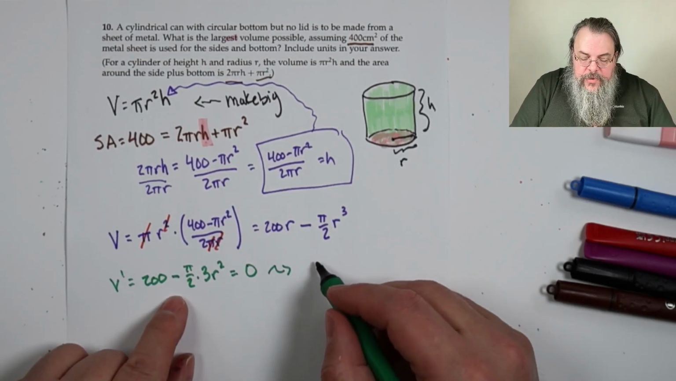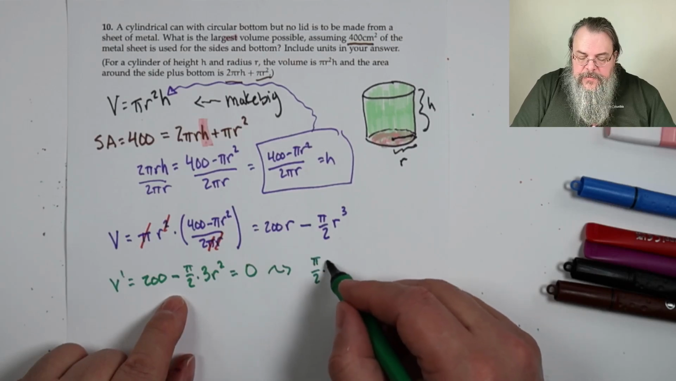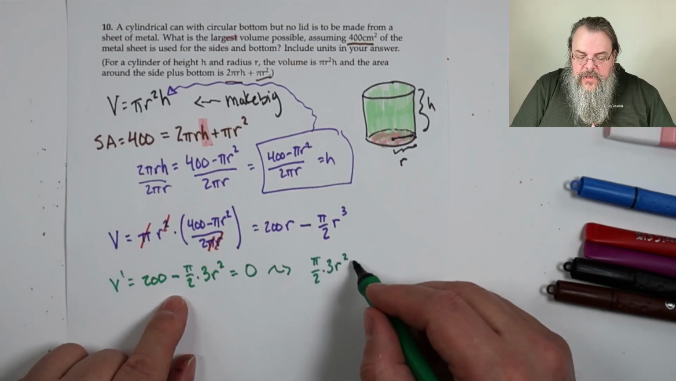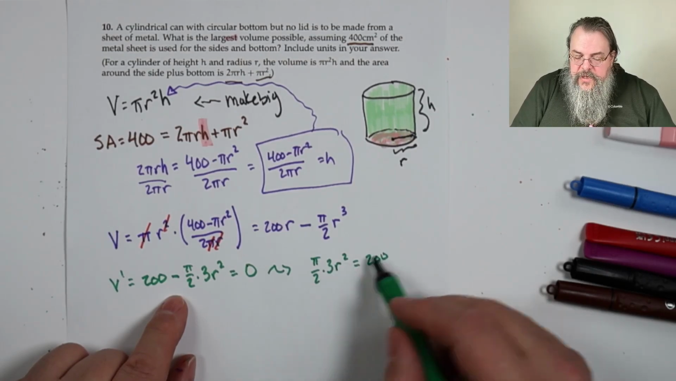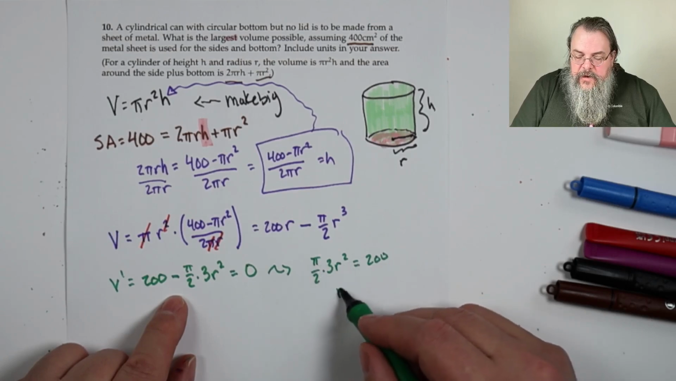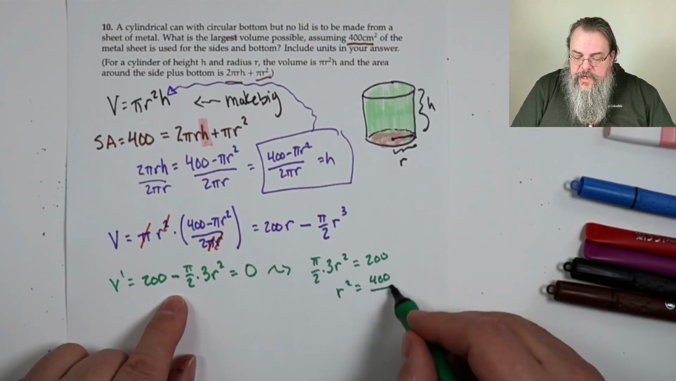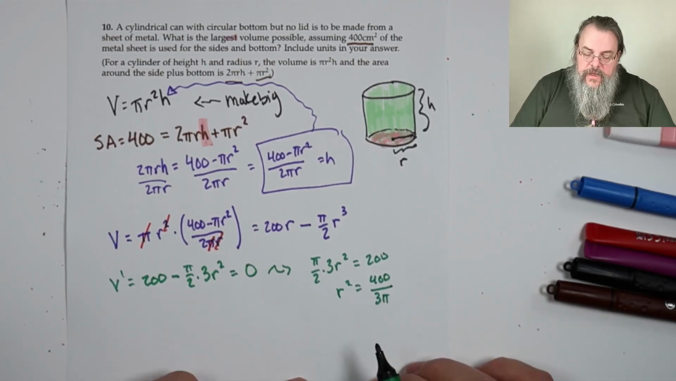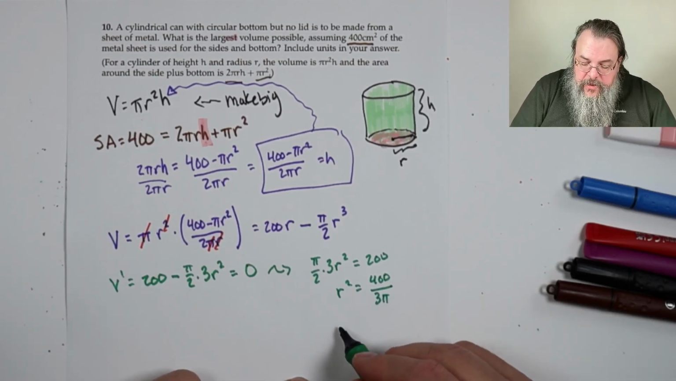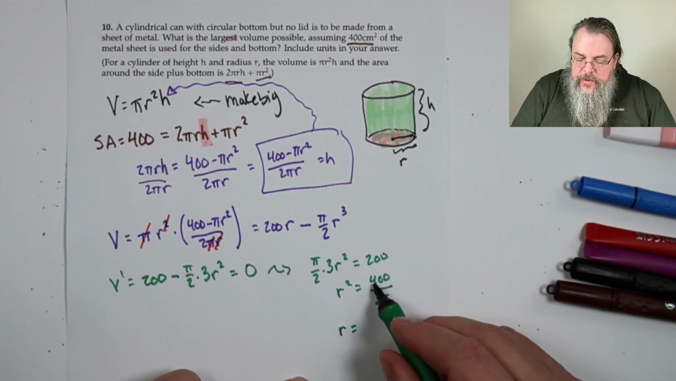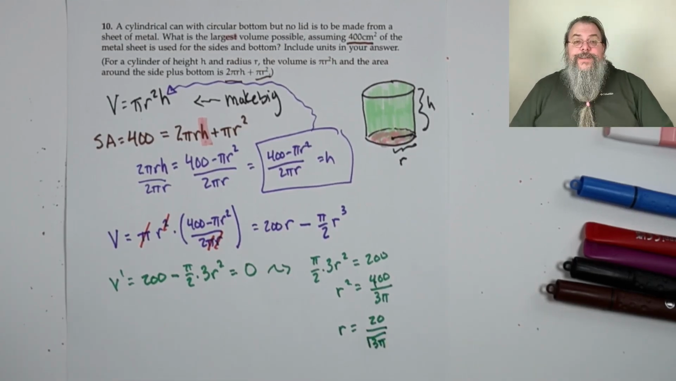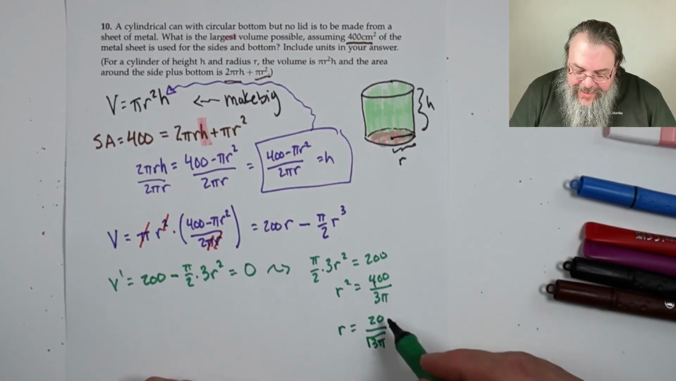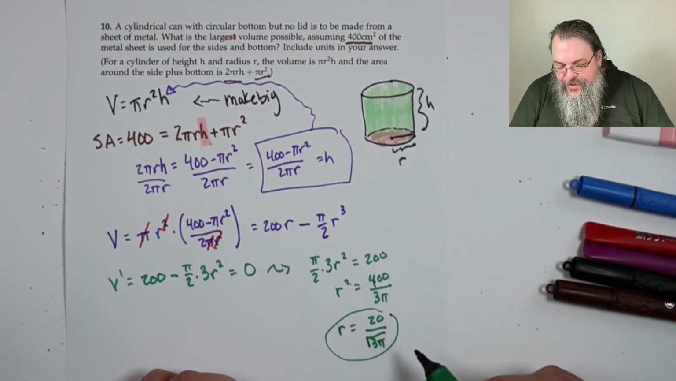All right, so rearranging, we get pi over 2 times 3 r squared is going to be equal to 200. Or multiplying by 2 and dividing by 3 pi, r squared equals 400 over 3 pi. And now take the square root. R is going to be the square root of 400, that's 20, over the square root of 3 pi. Not the nicest number, but okay. Now, is this our answer? No! Oh, shoot, I shouldn't have boxed it.